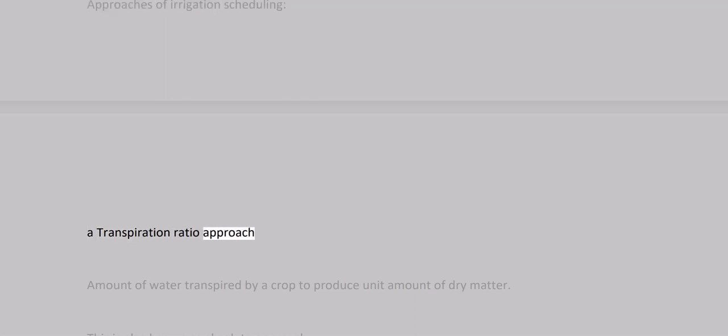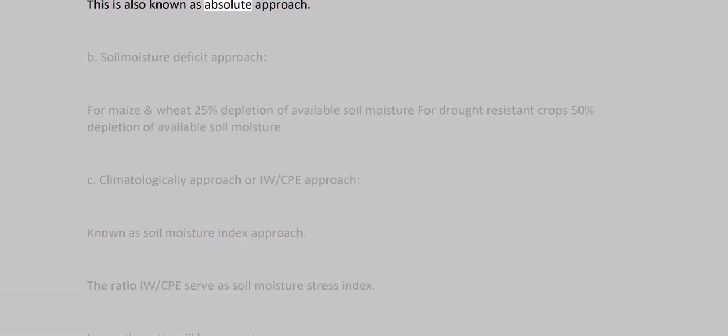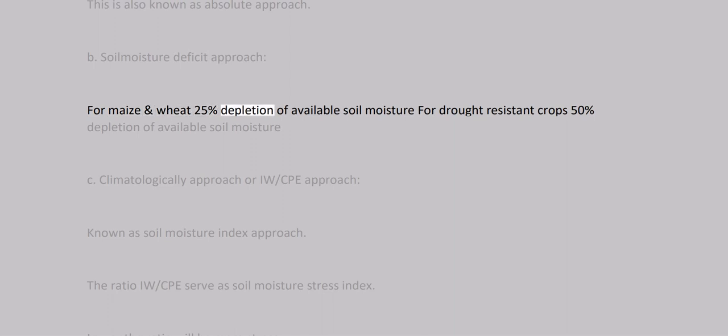A. Transpiration ratio approach: the amount of water transpired by a crop to produce a unit amount of dry matter. This is also known as the absolute approach. B. Soil moisture deficit approach. For maize and wheat, 25% depletion of available soil moisture. For drought-resistant crops, 50% depletion of available soil moisture.